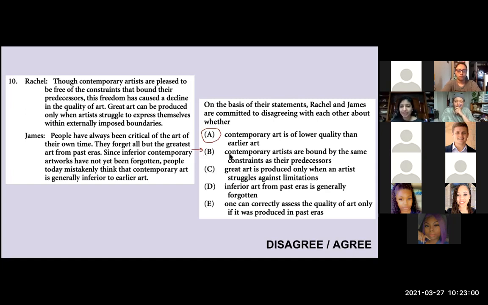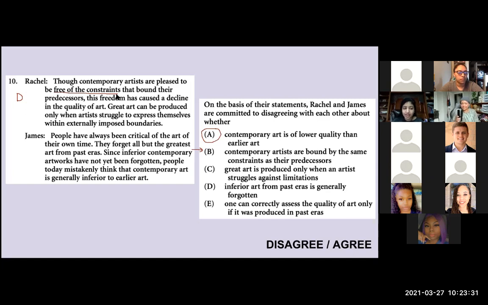Okay, let's start with B then. Contemporary artists are bound by the same constraints as their predecessors. So that's just saying the artists today have similar restrictions as people used to have, right? What would Rachel say about that? She would disagree. She said they're free. Rachel would disagree about that point, right? Exactly. Rachel is saying that they're free of these constraints that people used to have.